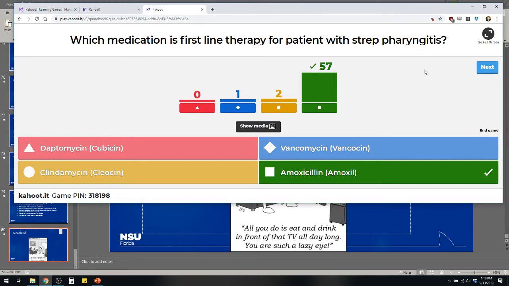Anyway, looking at this, very good. No one chose daptomycin. That's like using a bazooka to take out a housefly. You don't need to do that. How about vancomycin? Would vancomycin work? It probably would, but again, it's way too overkill, especially for strep pharyngitis. Someone's going to go outpatient, so we don't need to worry. Now, could I use oral vancomycin for that?